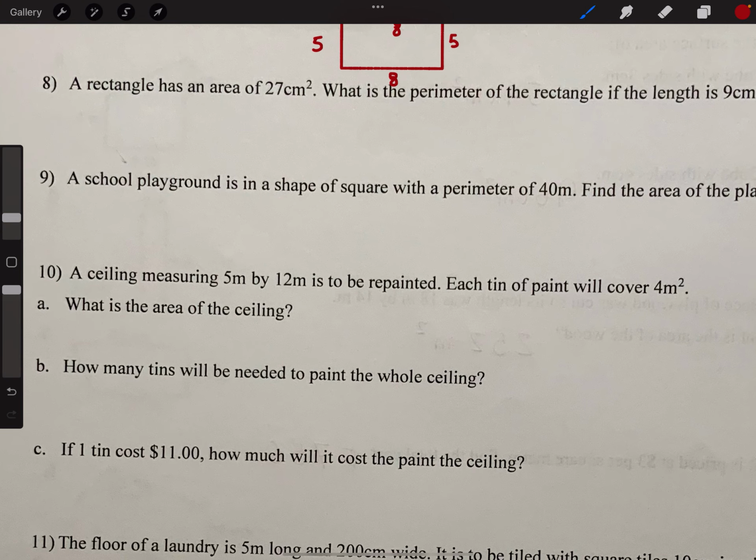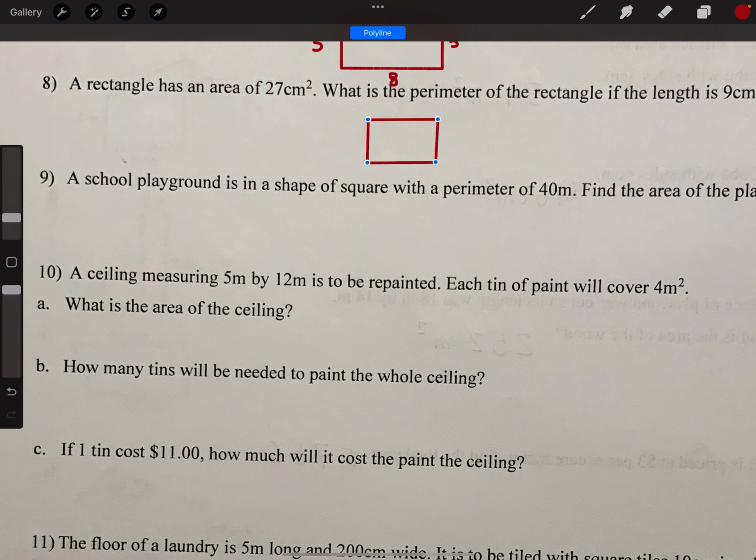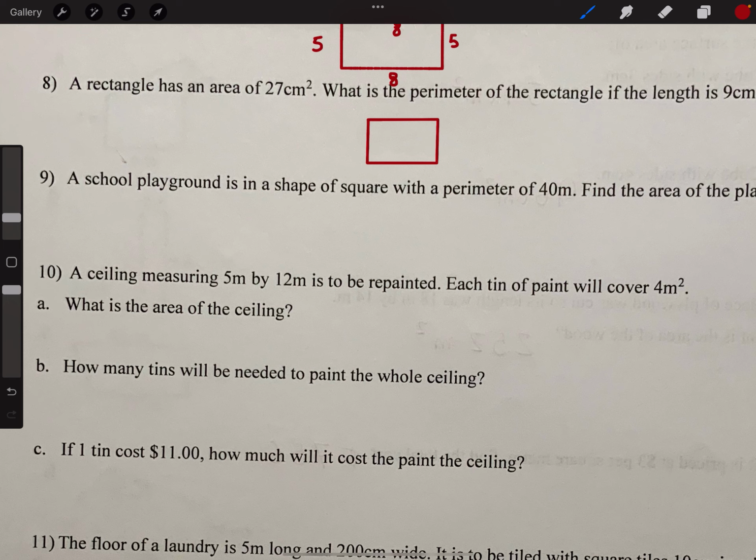Question 8. A rectangle has an area of 27 square centimeters. So I'm going to draw a rectangle. Okay. And it has an area of 27 centimeters squared. What is the perimeter of the rectangle if the length is 9 centimeters? So this is 9 centimeters, from there to there. This must also be 9. So the area is 27. Now to find the perimeter, we need the width of this rectangle.